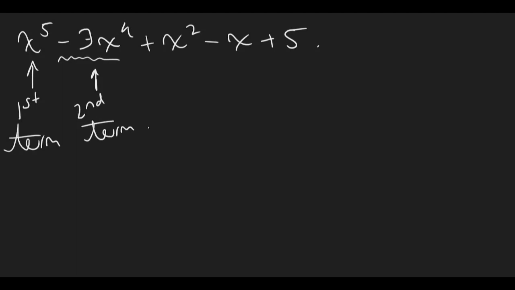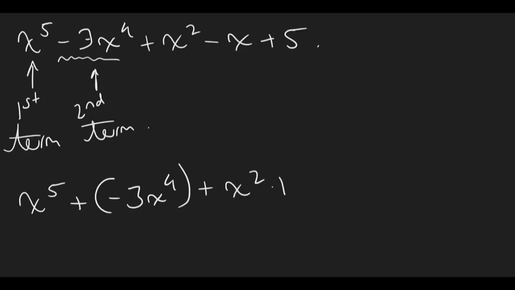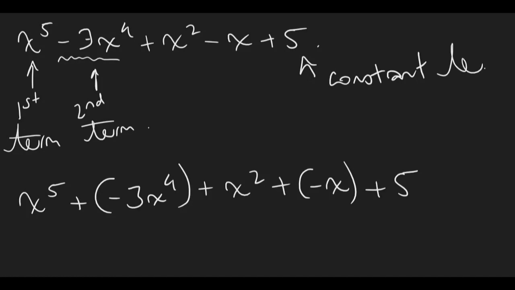So maybe another way to write this out, to clarify this point, would be x to the 5 plus our second term, negative 3x to the 4, plus x squared plus negative x plus our constant term. So this is our constant term. A constant is just a number, so it doesn't have a variable involved in it. So if we had a y here or something, or a z, if that's a variable, then it's not a constant.